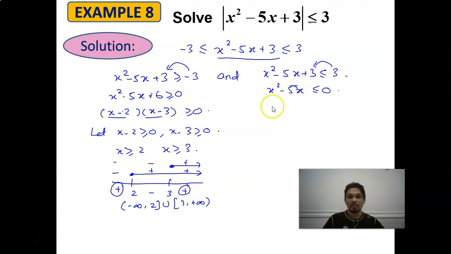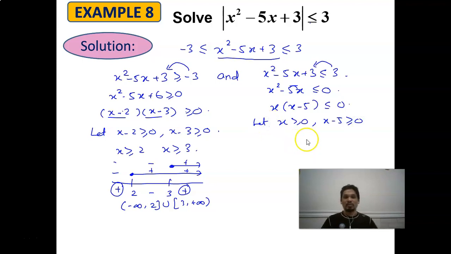Okay, this one here now, factorize: x times x squared, x times negative 5, negative 5x, less than or equal to 0. So let x greater than or equal to 0, x minus 5 greater than or equal to 0. Assume both are greater than. So then, x greater than or equal to 0, x greater than or equal to 5.